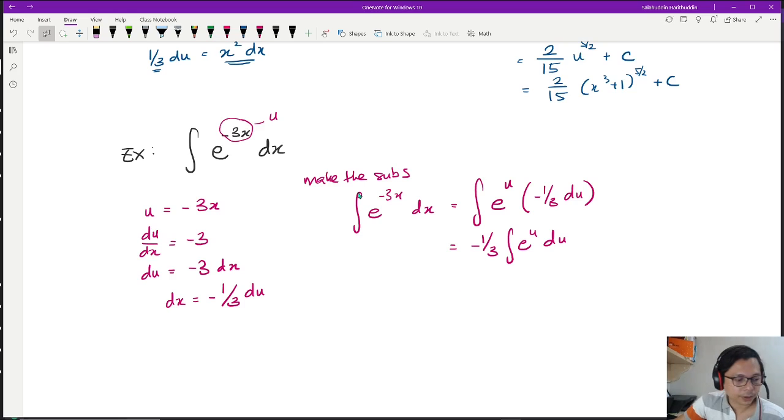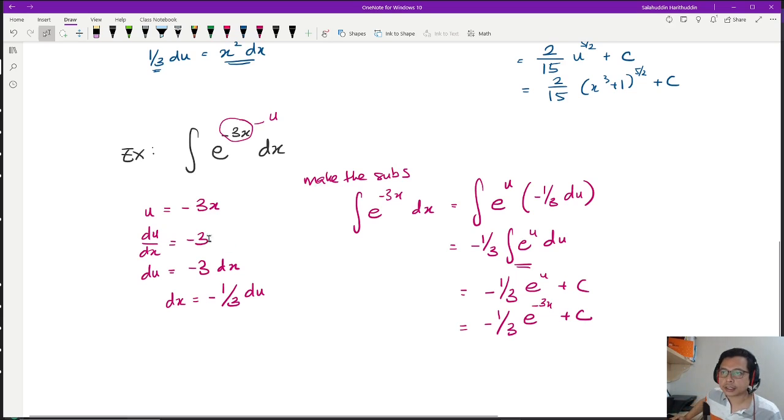So now you got the answer is minus 1/3, because if you integrate any exponential function, you'll get the same thing again, plus c. So e to the minus 3x plus c.